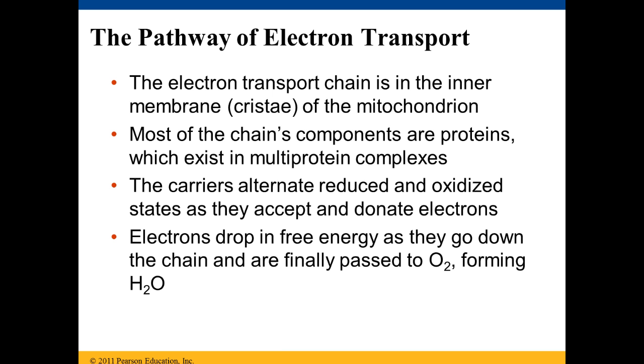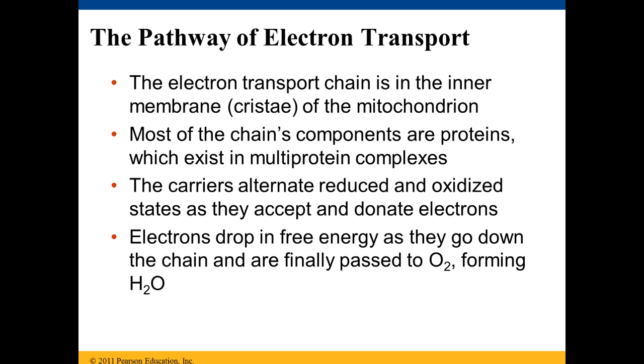So you can see, when we start talking about the intermembrane space versus the mitochondrial matrix, the carriers can alternate. They alternate between being reduced and oxidized as they accept and donate electrons. So NADH will go back down to being NAD plus, and the electrons are going to flip-flop back and forth between all the proteins. The electrons drop in free energy all the way to the very end, where oxygen is the acceptor. And ironically, the oxygen accepts it and forms water.